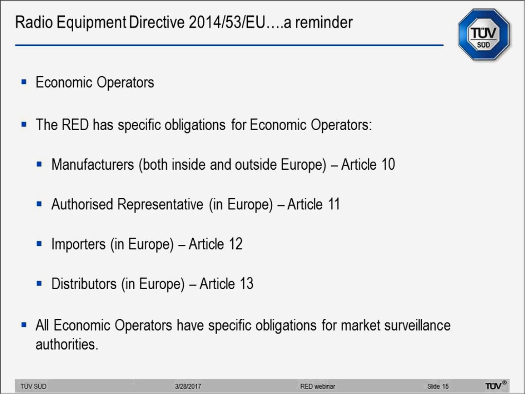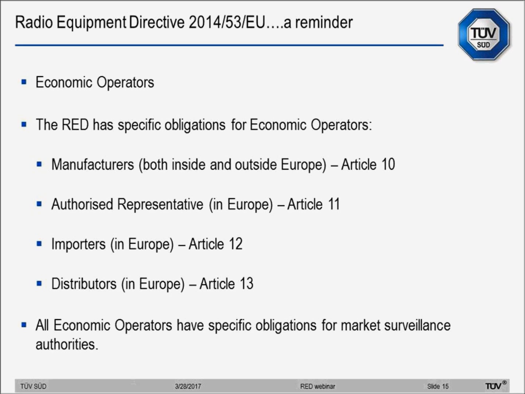For an importer who has to be in Europe, they should be referencing Article 12, and for a distributor who has to be in Europe, obviously, they should be referencing Article 13. All economic operators have specific obligations for market surveillance authorities. This was an important change to the new framework directives.